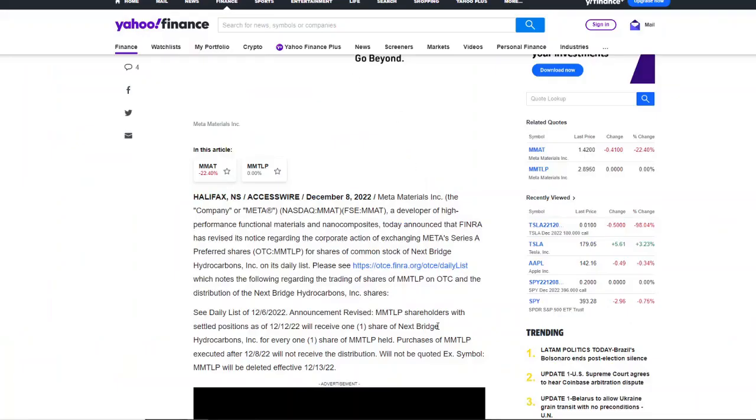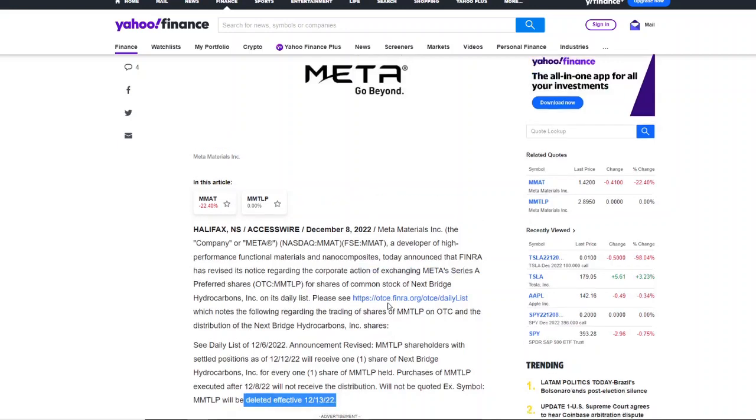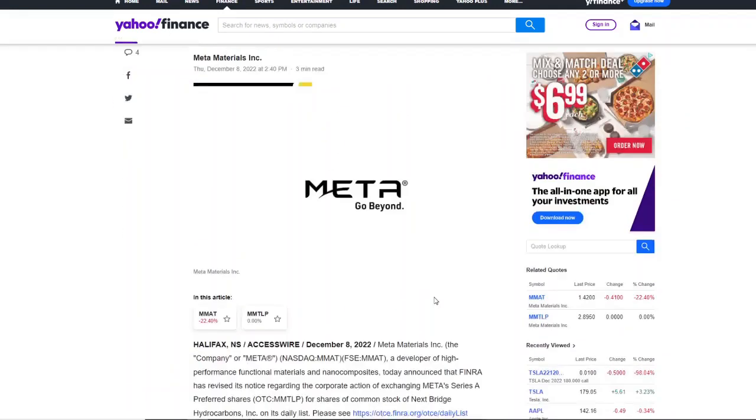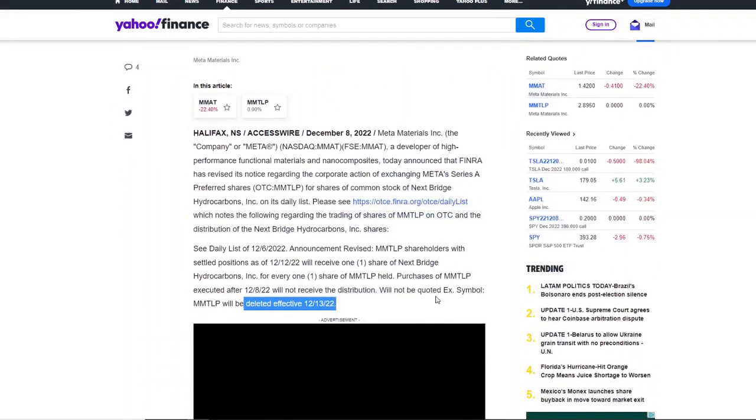Yesterday, this news came out and it stated that MMTLP will be deleted effective 12/13, and today is 12/9. This news came out on 12/8, and here we are with the whole entire situation that once the positions are settled as of 12/12/22, they would receive 1 Nextbridge Hydrocarbons Inc. for every 1 MMTLP held. But this is what happened.